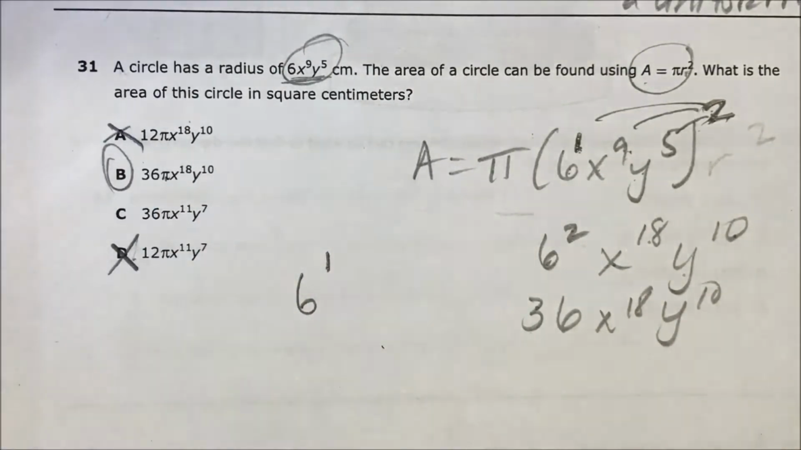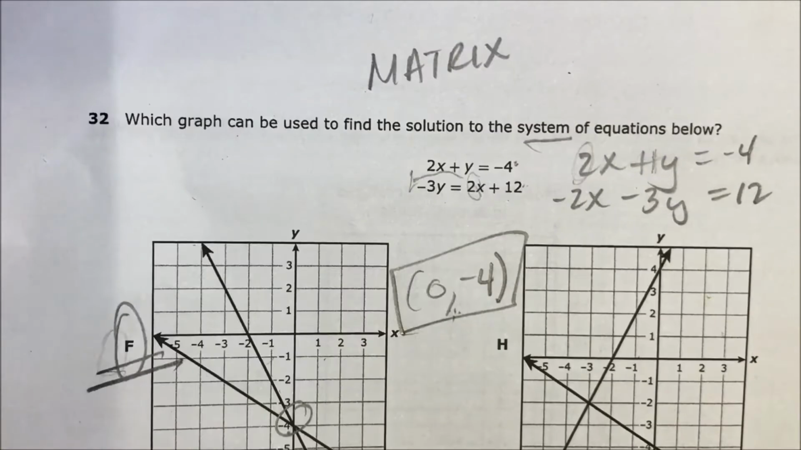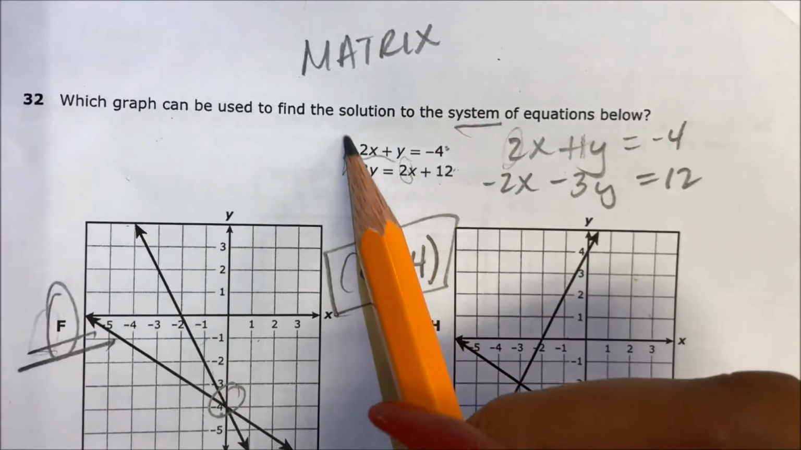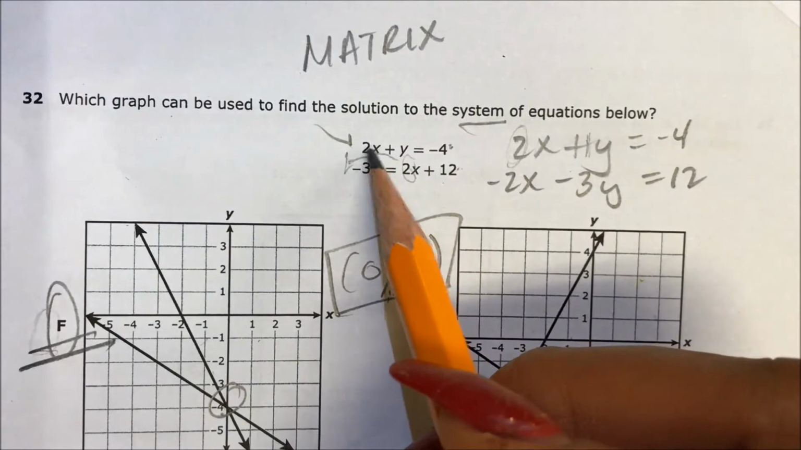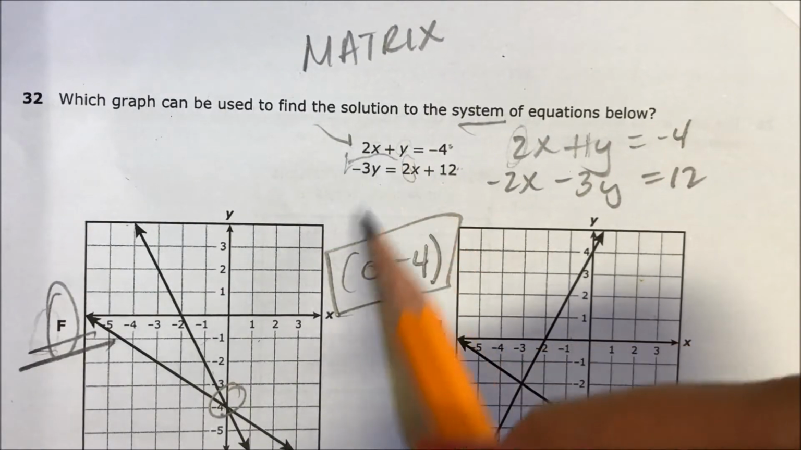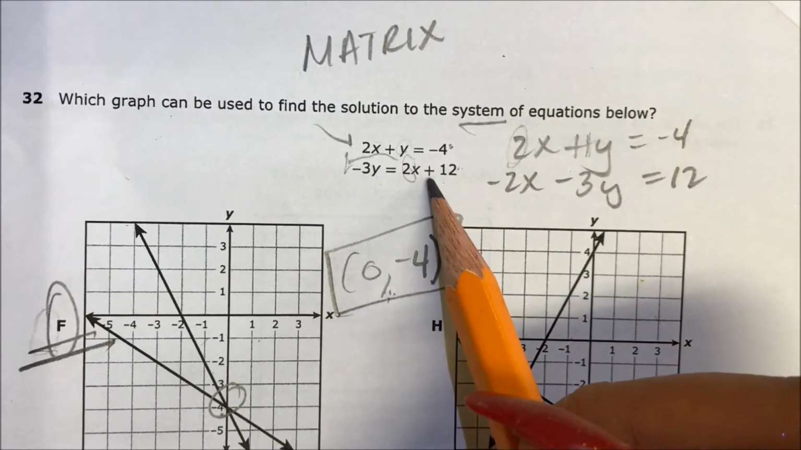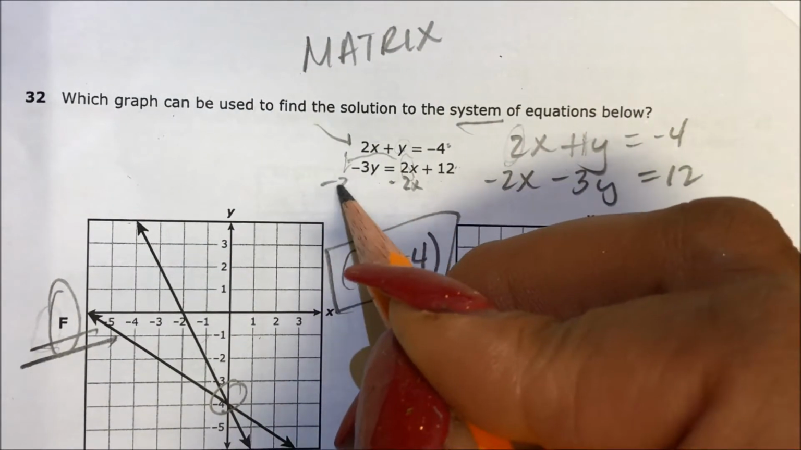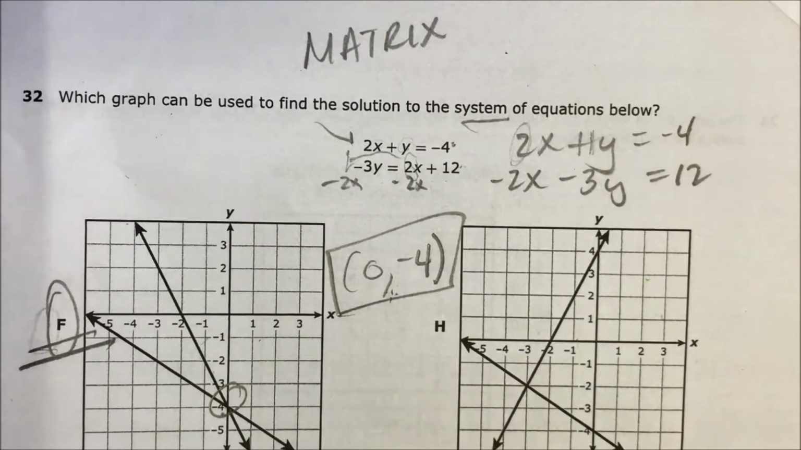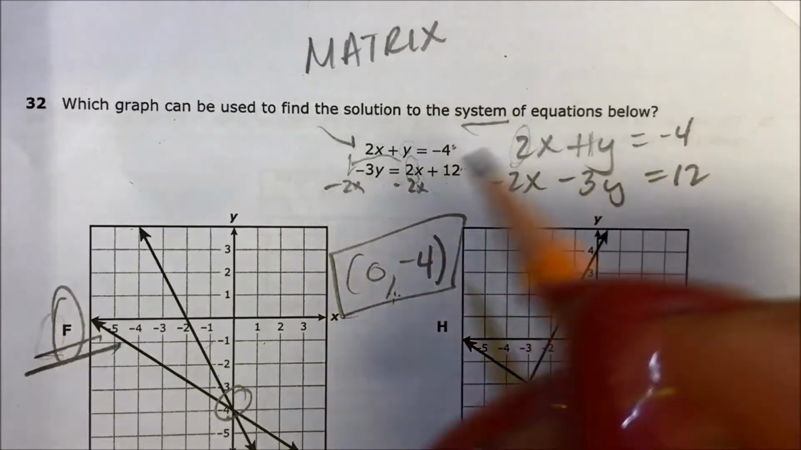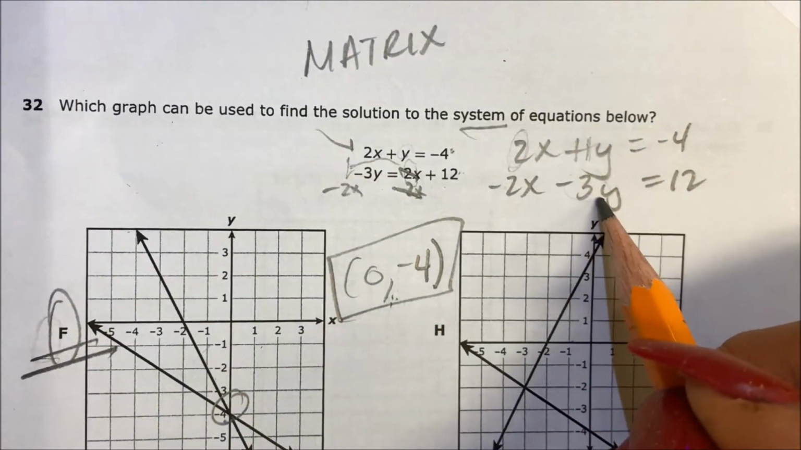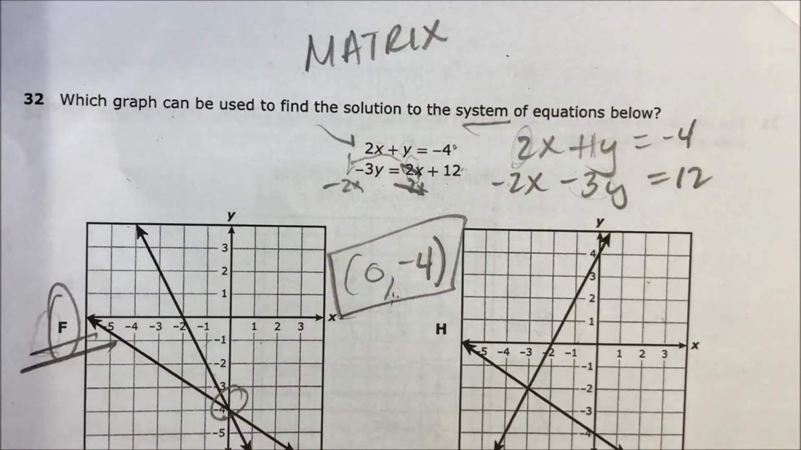Now we look at number 32. In order to do number 32, you need to first put your equations in standard form. And I noticed the first one is in standard form because I have my x term and y term on the left side together, but the second equation is not. So to do that, you subtract 2x on both sides. When you subtract 2x on both sides, you have negative 2x minus 3y, making this disappear here. And then that equals 12.